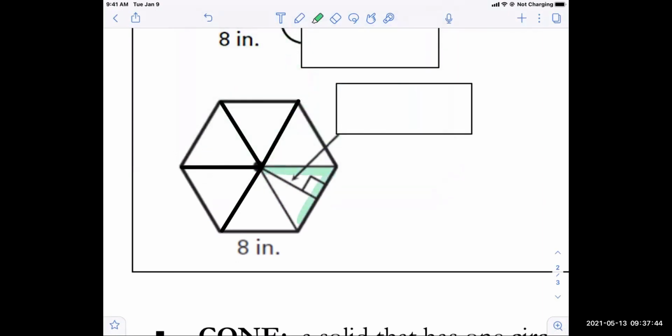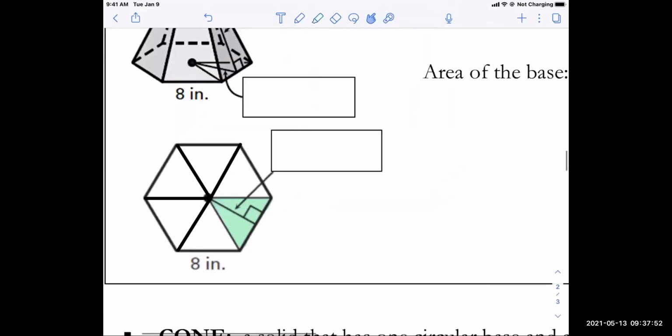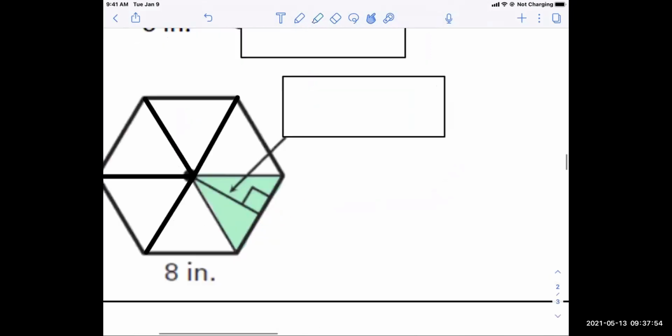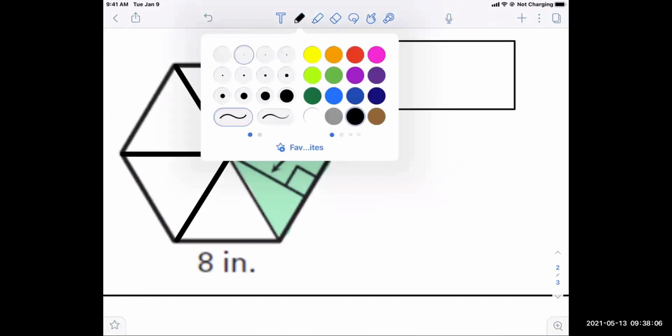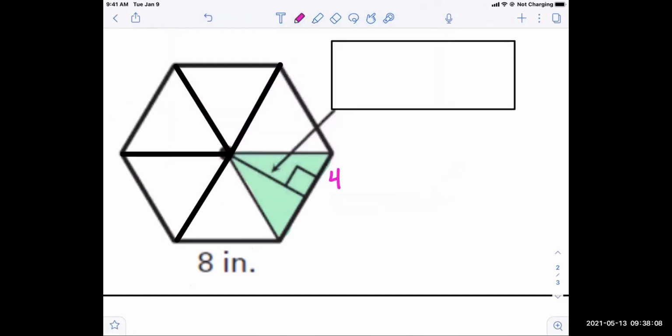So we want to figure out that triangle area, and then we'll do what with that answer? Multiply by 6. Okay, how do we start? Okay, we know that this is going to be 4. Let me make that skinnier. We know that this is going to be 4 and that's going to be 4. What else do we know?